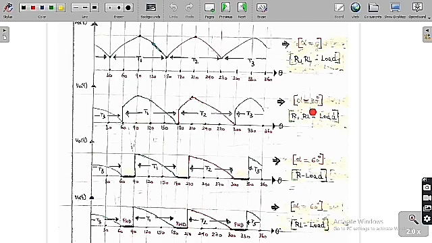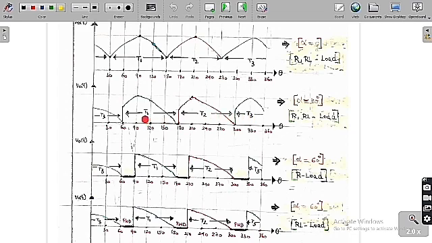Suppose alpha is equal to 30 degree, I have drawn for R and RL load. T1 is triggered at 30 plus alpha, so 30 plus 30 is 60. So T1 is triggered at 60 degree. T2 we are going to trigger at 150 plus alpha, so 150 plus 30 is 180. And T3 is triggered at 270 plus alpha, so 270 plus 30 is 300. So at 60 degree we trigger T1, at 180 degree we trigger T2, and at 300 degree we trigger T3.